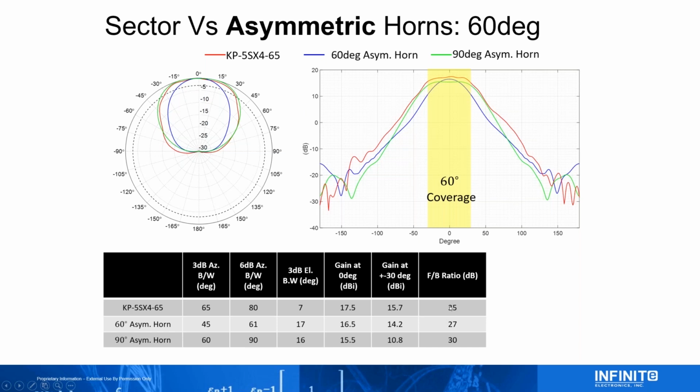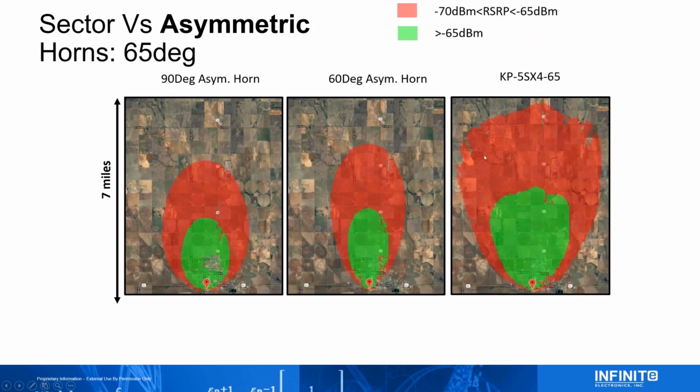Another thing I like to point out is the front to back. Once again, the sectors just do awesome. A lot of that has to do with how we design these sectors, but also its size helps the front to back too. But every tool has a use, as they say, and I think sectors are primed to still be popular tools in our market. Now here is once again a coverage map between the 90-degree, 60-degree, and the KP sector, comparing the asymmetric horns, and we reach farther out, same region that we're doing these plots on.